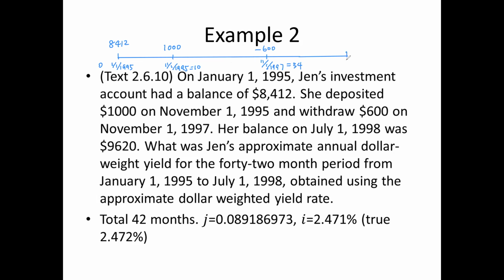And in the end, she would have a balance July the 1st, 1998. That is 42 months. And the balance is what? 9,620. Okay. So the formula, J. Let's calculate capital I. So capital I equals 9,620 minus 8,412 minus 1,000 plus 600. I think that's it.